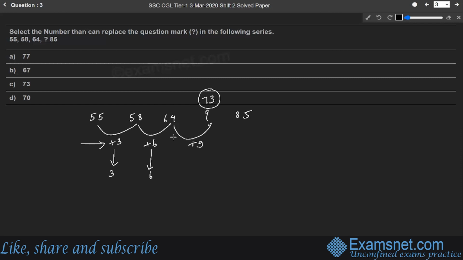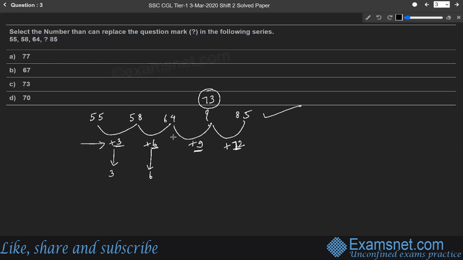Okay. So what is the next number that should be added? We have 3 ones are 3, 3 twos are 6, 3 threes are 9. So next will be 3 fours are 12. Okay. So we will add 12 to 73. So 73 plus 12 is 85. So this concept is absolutely correct.